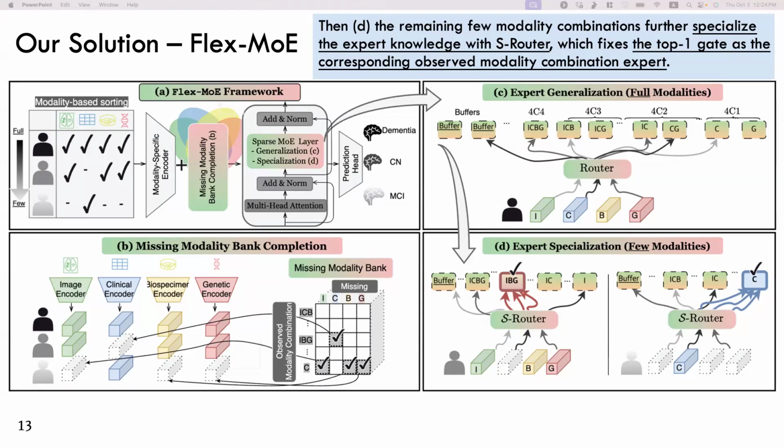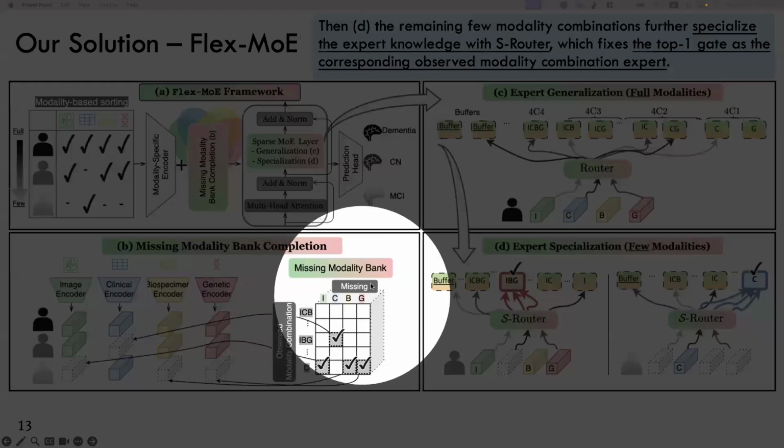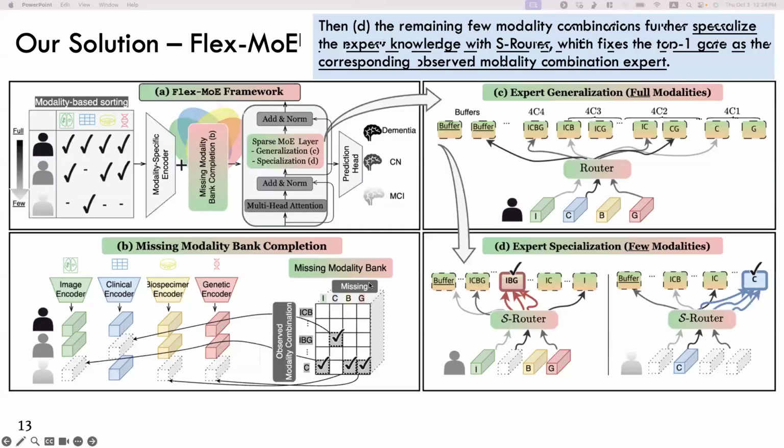So basically, it will borrow from other scenarios. It can be ones with full information. It can also be other scenarios like ICB, genetic signature. Basically, other scenarios beyond just the clinical notes.